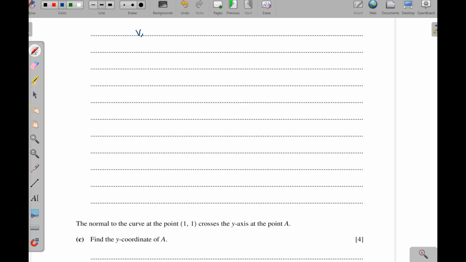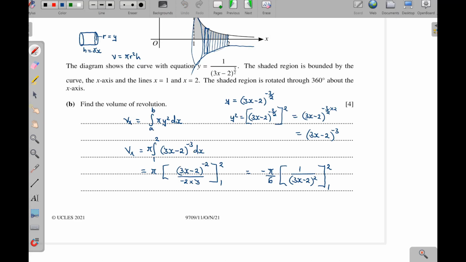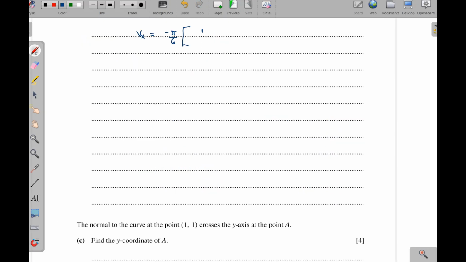So the volume here is going to be equal to, remember we have negative pi over 6, and then we are going to put the limits. So we are going to put this 2 in here. Okay, we have 1 over 3 times 2, which is a 6. Then there is a minus 2, and then we square that. Then we go to the lower limit, 1, minus 3, of course, times 1. Then minus 2 squared.